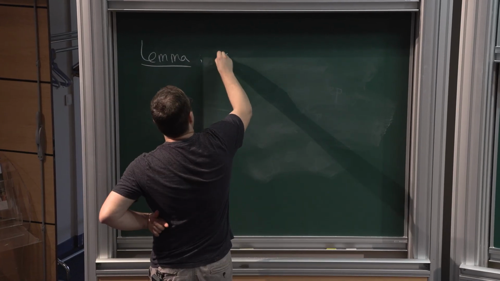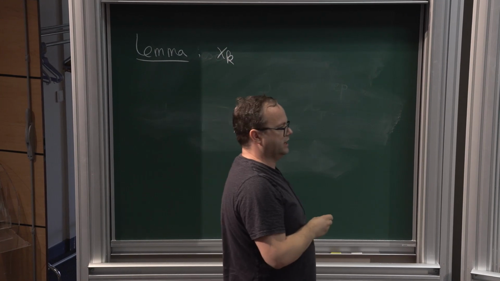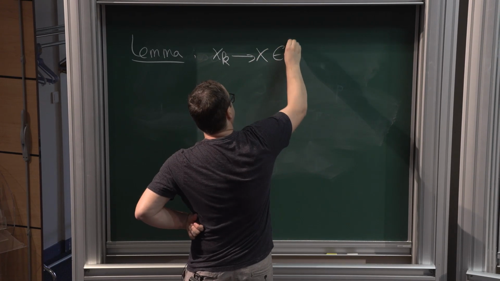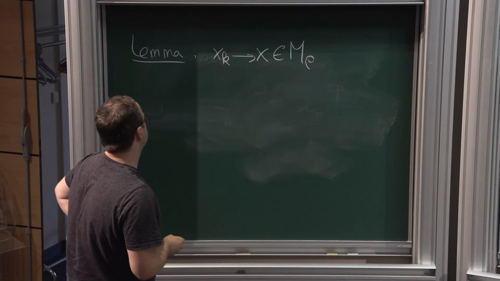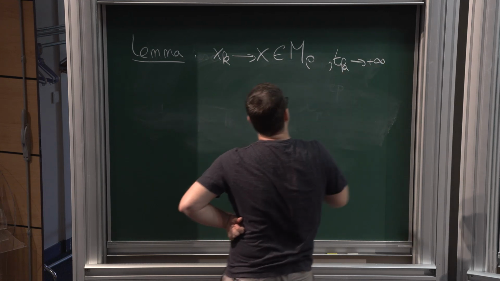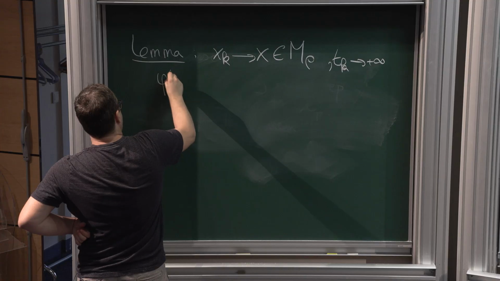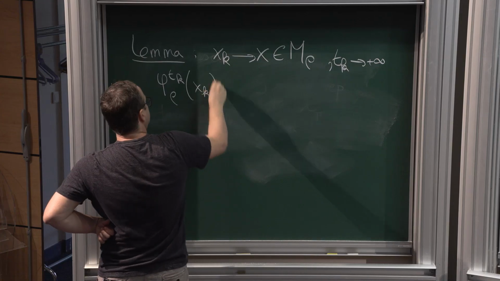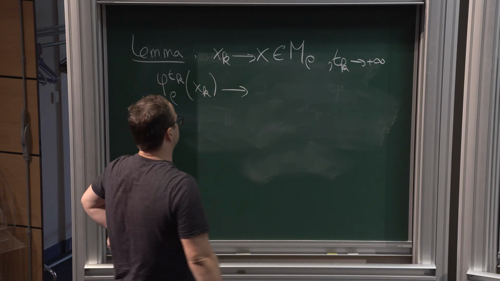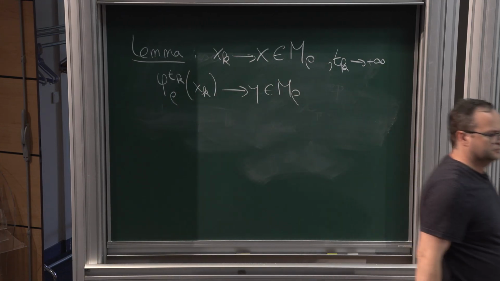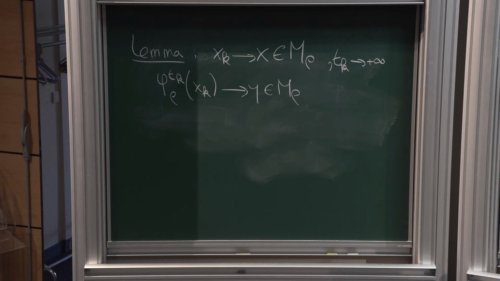So the lemma is that if you have sequences like you would have for non-wandering points, so let's say you have some xk converging to some x in the quotient m rho, some sequence tk going to plus infinity, and such that phi tk rho of xk converges, but maybe to some other point y. It's a slightly more general situation. It's more like trapped orbits, essentially.